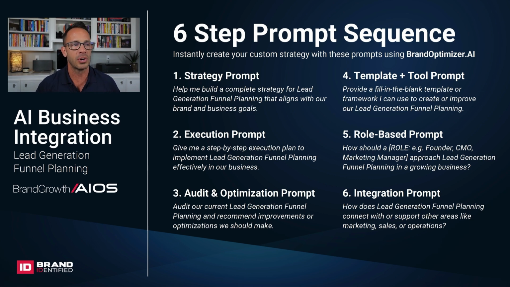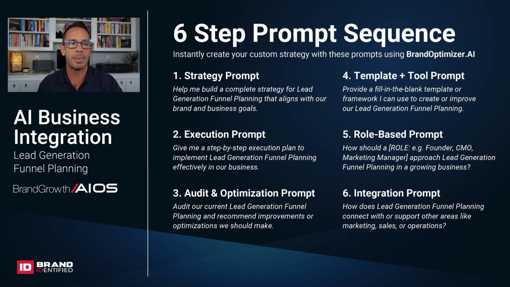So the first prompt here, this is your strategy prompt, and that is: help me build a complete strategy for lead generation funnel planning that aligns with our brand and our business goals. Prompt number 2 is your execution prompt, and that is: give me a step-by-step execution plan to implement lead generation funnel planning effectively in our business. And prompt number 3, this is your audit and your optimization prompt. So: audit our current lead generation and funnel planning and recommend improvements or optimizations that we should make.